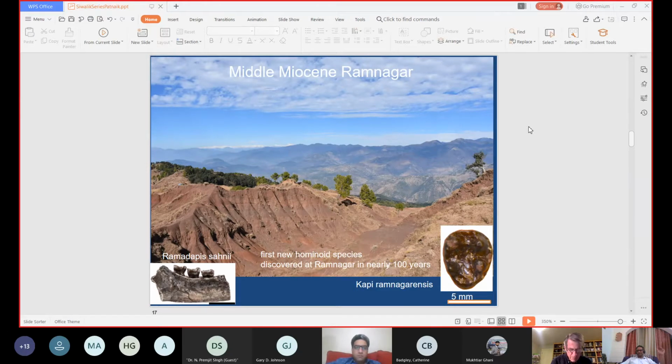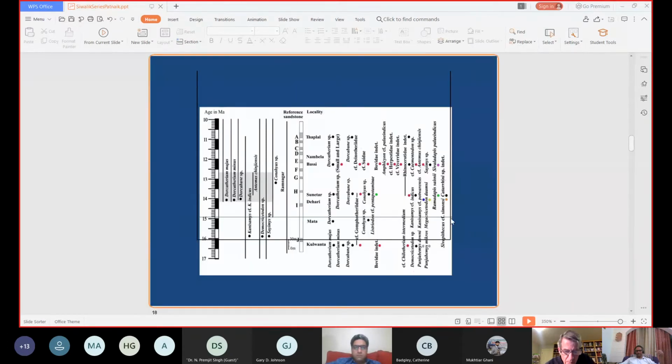Now, when we look at the Chinji fauna, there are several mammalian lineages, and the most important ones were the rodents. Like we have a short-ranging rodent called Antimus, which we have found from Ramnagar, which has a range from around 12.7 or 12.5 to around 13 or 14 million years. So that constrained the locality.